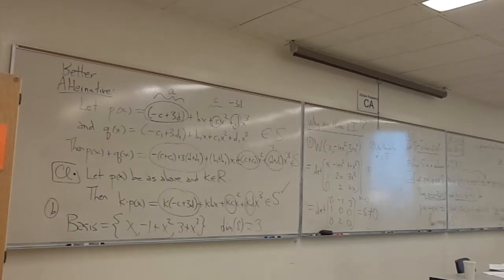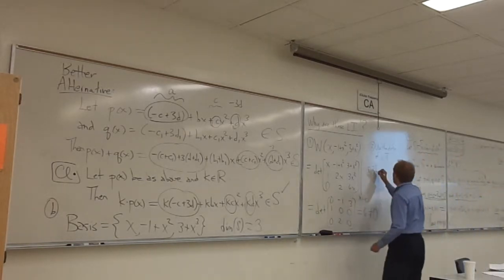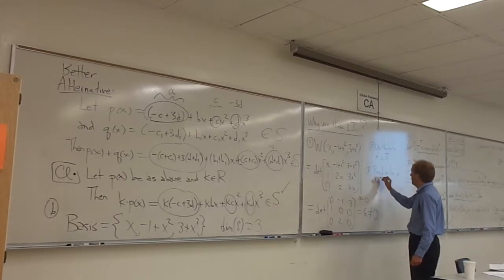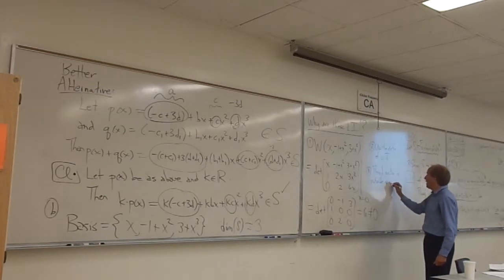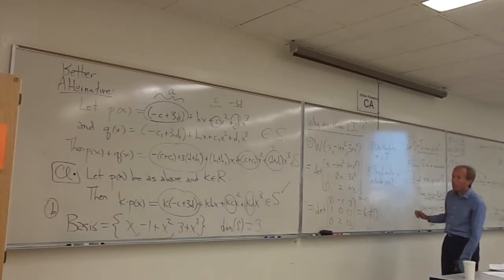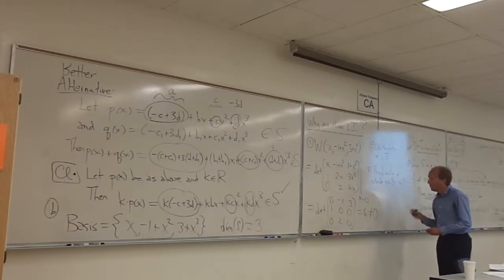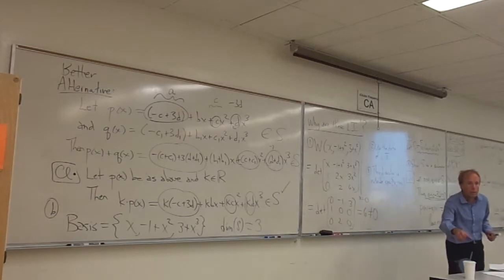So I'll just say the third vector is outside the span of the first 2, which was x and -1 plus x squared. So that's another way you could explain it.